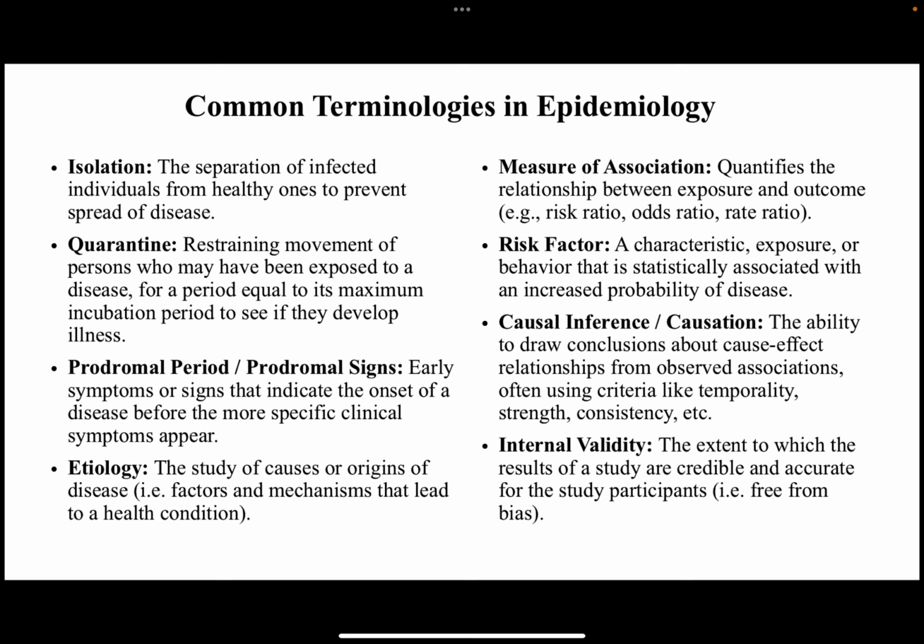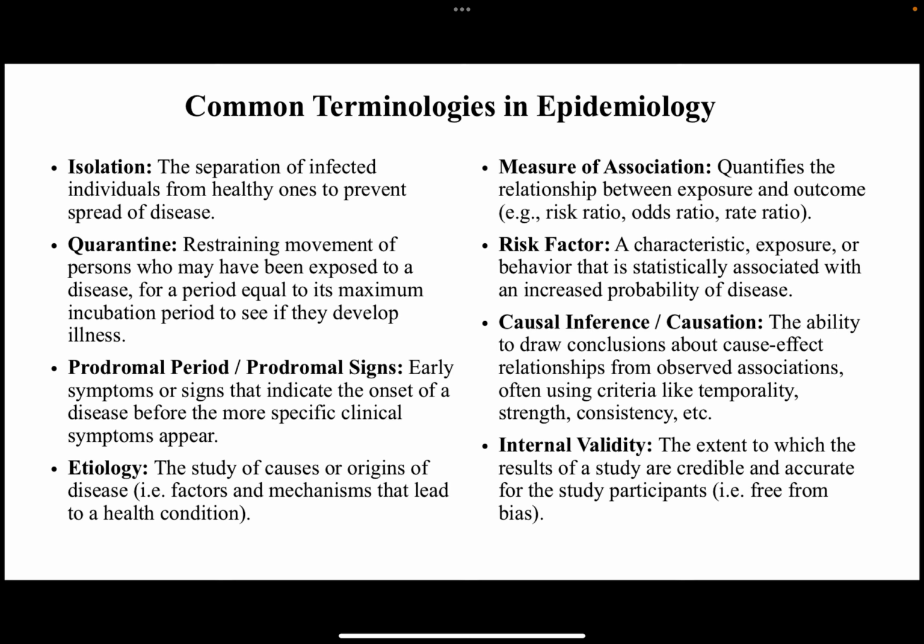Now, the key point to understand is that quarantine is for people who have been exposed or who have come into contact with infected individuals. Isolation is for sick people. Quarantine is about restricting the movement of people who have been exposed. Isolation is about separating infected individuals from healthy ones to prevent the spread of a disease.